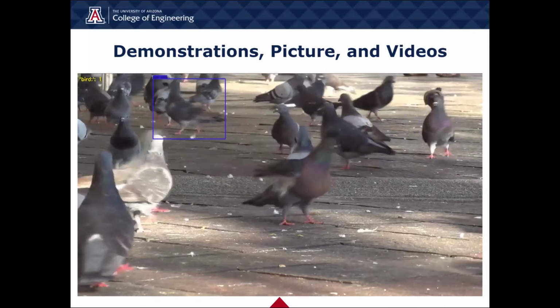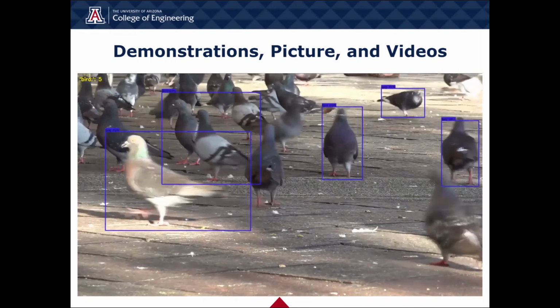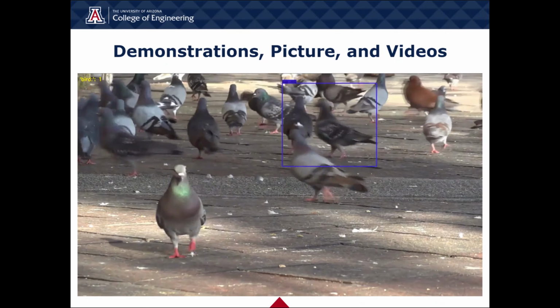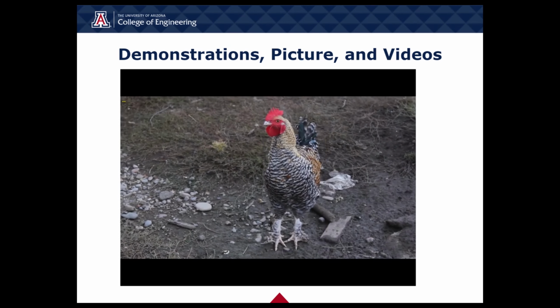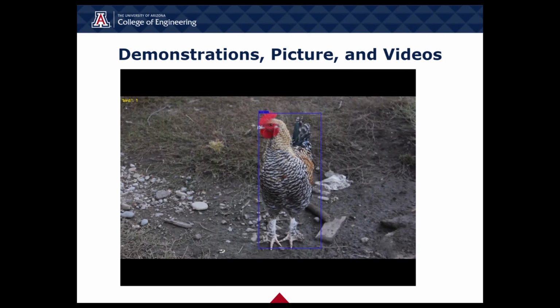This video is our video object detection algorithm running on birds walking across the street, and we can see that it does not detect every bird in the frame. This video is a chicken, and we can see that it detects the bird with 90% accuracy.